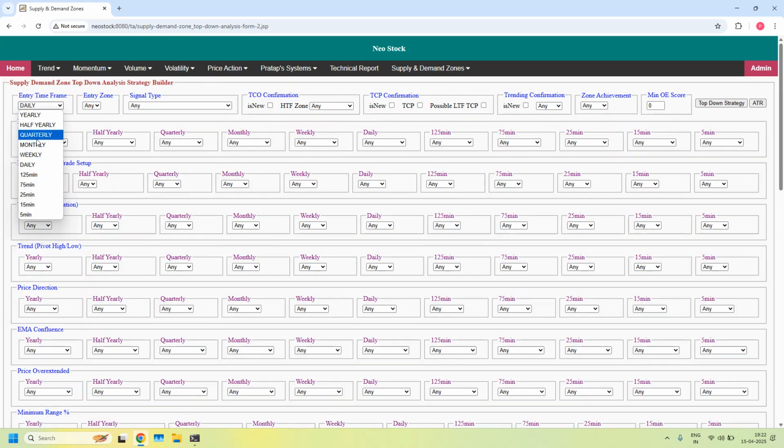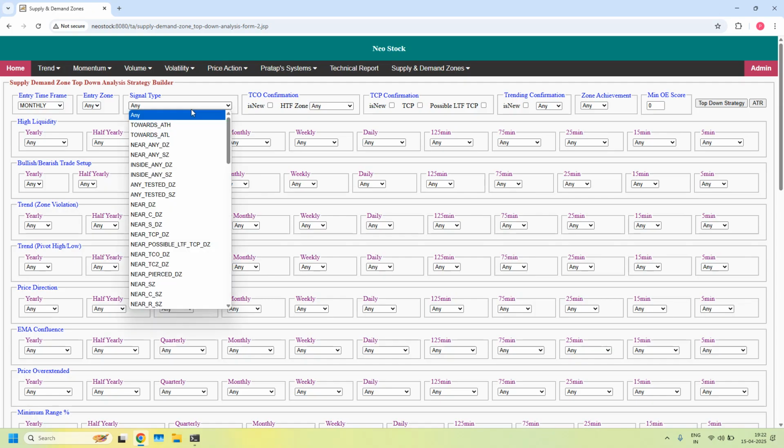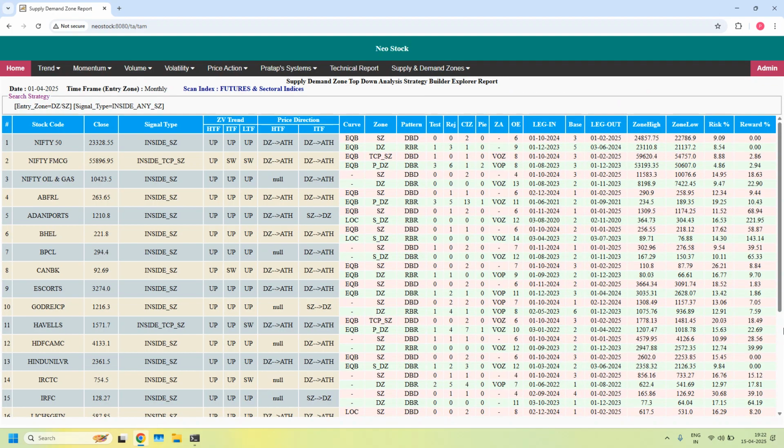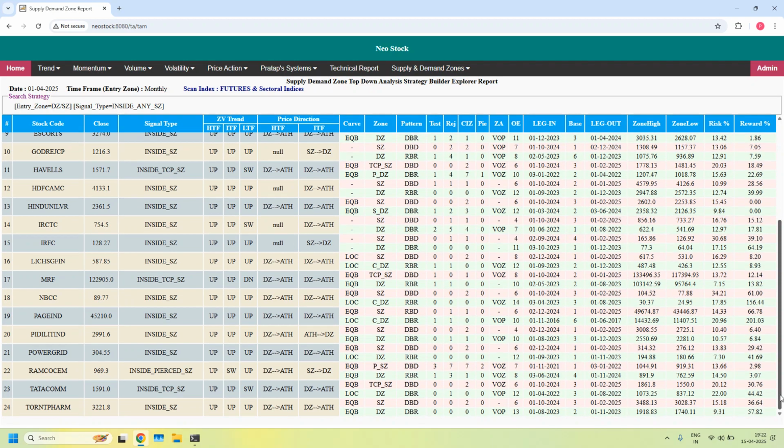Monthly time frame. Price closed inside the monthly supply zone. First 15 stocks in the list. Scrolling the list down. Total 24 stocks are filtered.